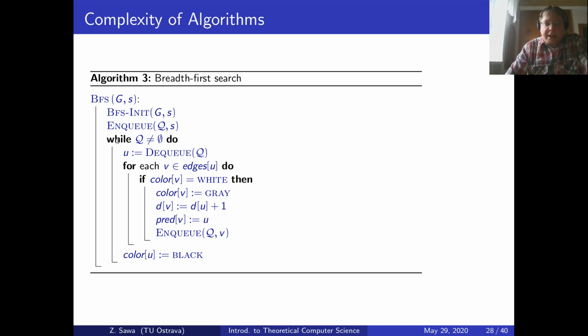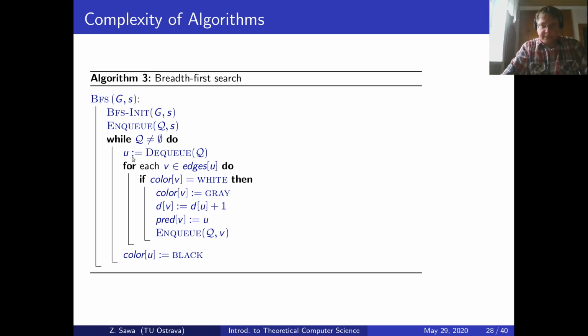And then comes the main loop of the algorithm. By this I informally mean the test that the queue is non-empty. So as long as the queue is non-empty, each iteration of this loop performs the operation dequeue, which takes the first element in the given queue, assigns it to this variable u, and removes this element from the queue.